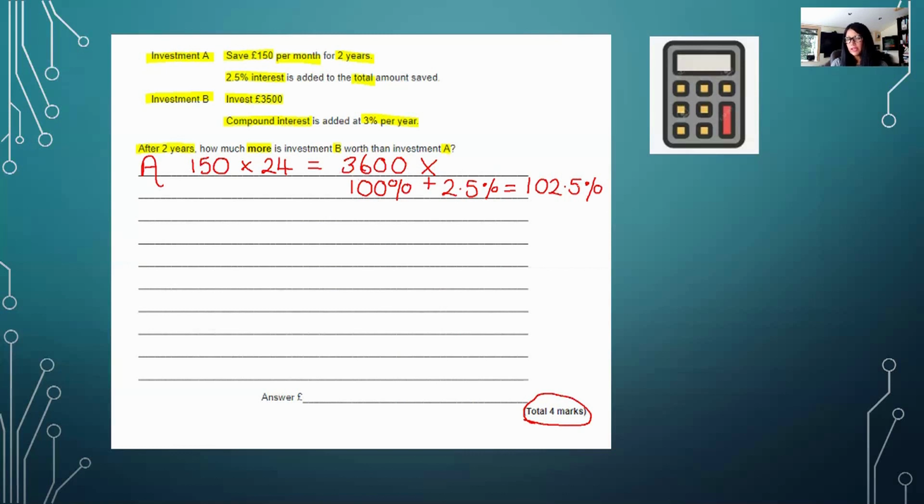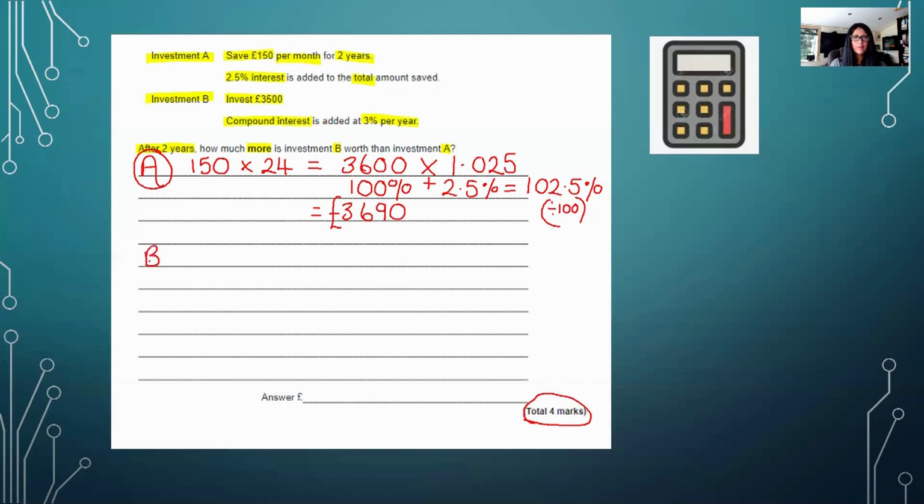And to put this into our calculator as a decimal, we simply divide the percentage by 100. And that gives us 1.025. So we put that into our calculator, times 1.025, we get £3,690. So that is our investment A, done.